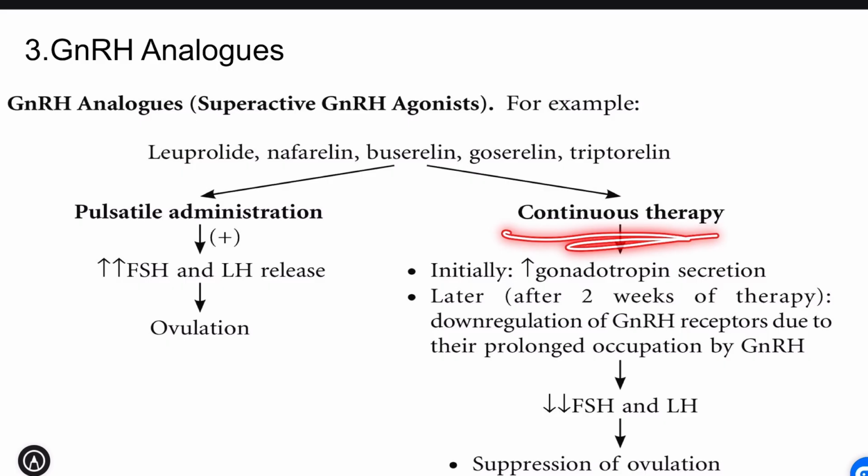But on continuous therapy क्या होगा? इनिशियली तो गोनेडोट्रोपिन, मतलब ये FSH LH का सिक्रेशन तो बढ़ रहा है, but later after 2 weeks there will be down regulation of GnRH receptors. क्यों? अगर कंटिन्यूसली GnRH रिसेप्टर्स को इतने ज़्यादा क्वांटिटी में एक्सपोज किया जा रहा है, तो वो रिसेप्टर यूज्ड टू हो जाएंगे, and there will be down regulation of these GnRH receptors due to prolonged occupation by GnRH, और उसकी वजह से there will be decreased secretion of FSH and LH, suppression of ovulation, decreased estrogen production, and the same cycle continues.